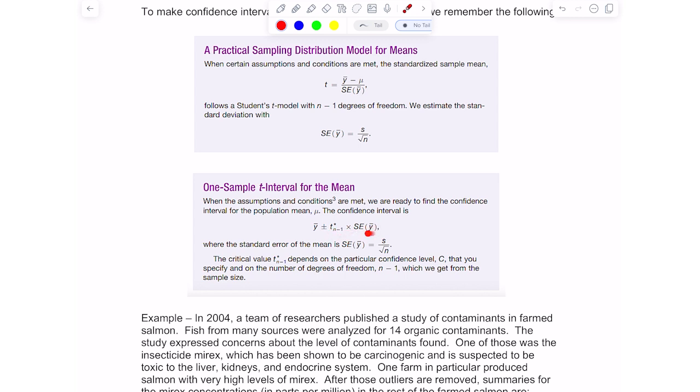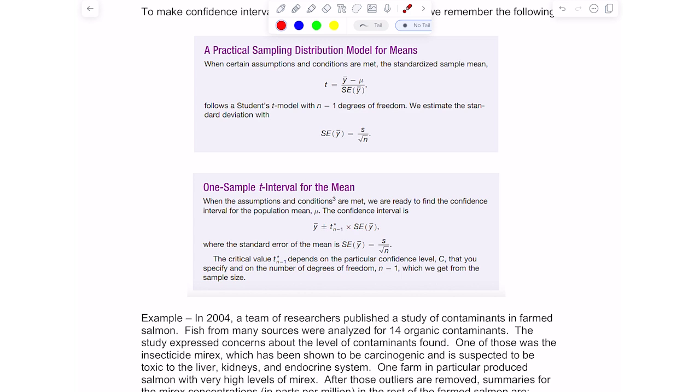So here our point estimate is y bar, and our critical value is not z star anymore. It's going to be t star, and our little subscript is n minus 1, which is the degrees of freedom. And then we multiply that by the standard error of y bar. And remember, we find that by doing S divided by the square root of n. So keep in mind the critical value depends on the particular confidence level that you specify and on the number of degrees of freedom, which we will get from the sample size.